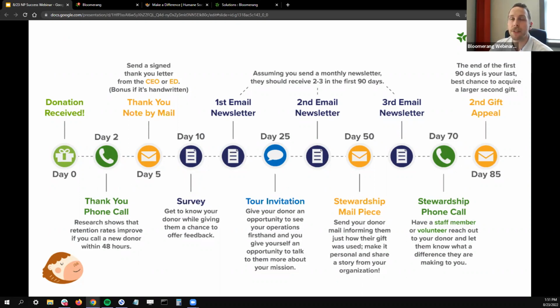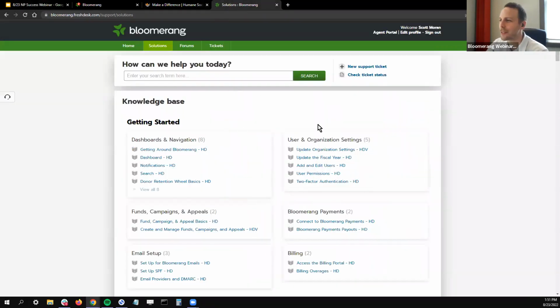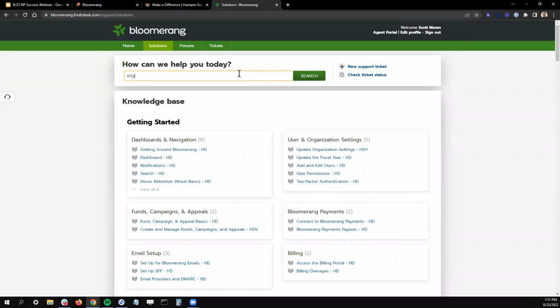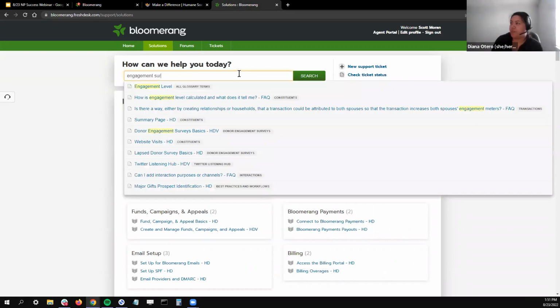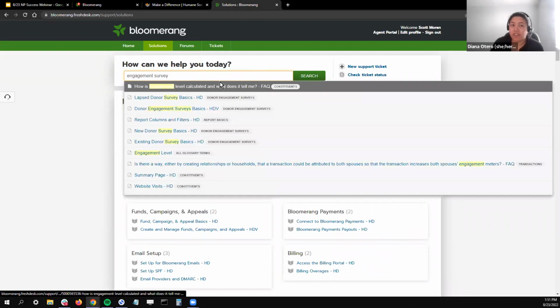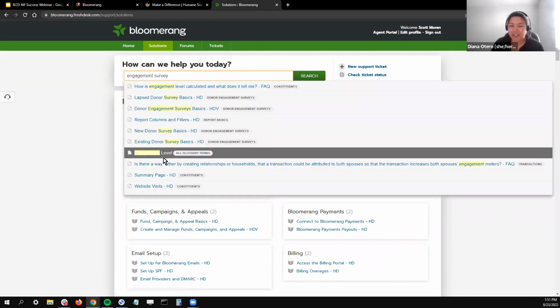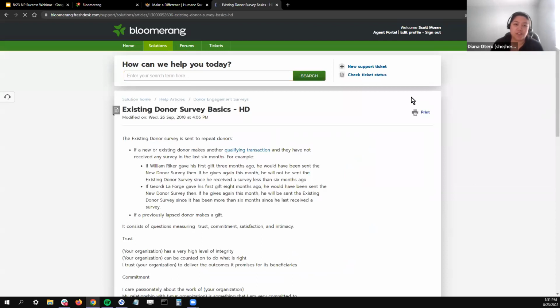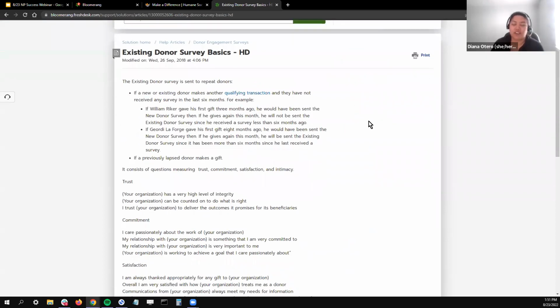And then for existing donors, let's see here. I'm going to go to our help articles, just for the sake of it. Yeah, for our existing donor surveys, we try to make sure that donors don't get a survey within 6 months of the last time they got a survey. But if they haven't been surveyed in 6 months, that can trigger another survey for them.